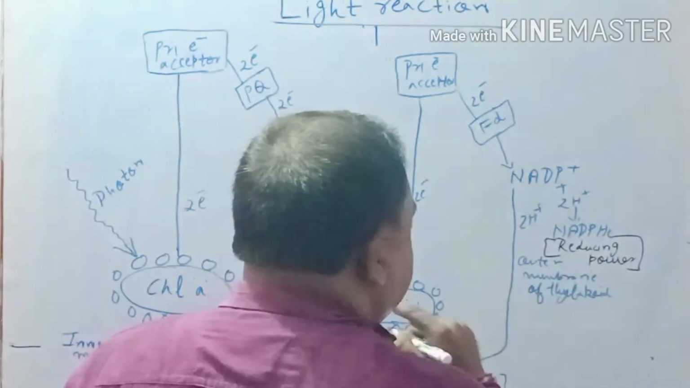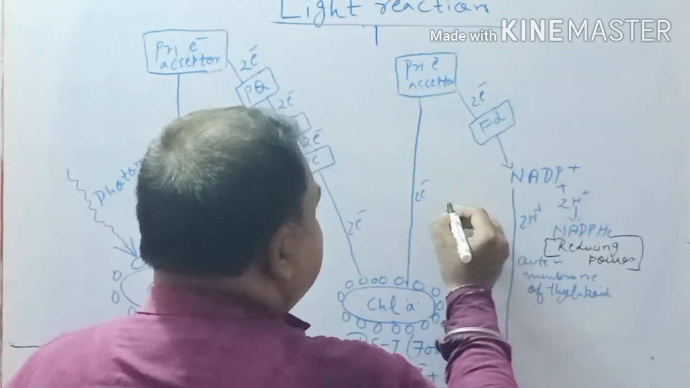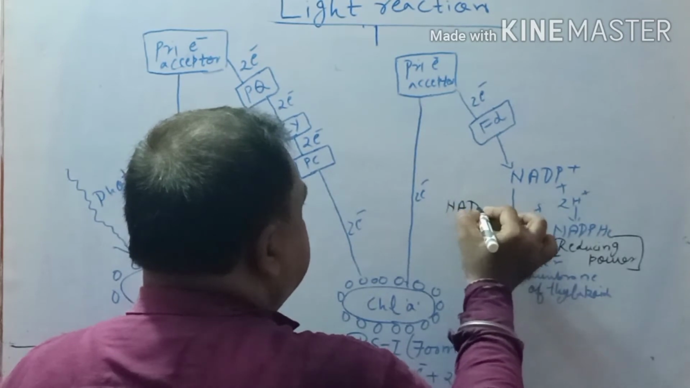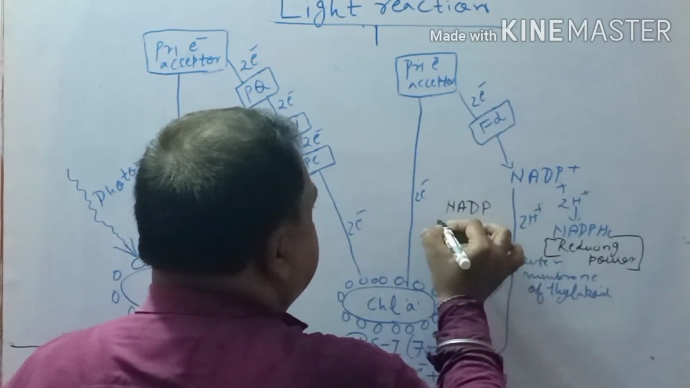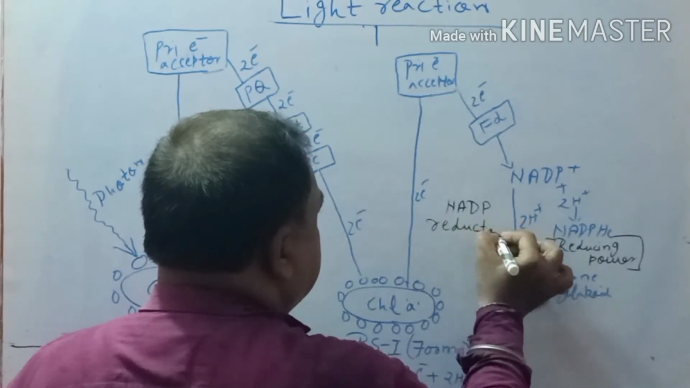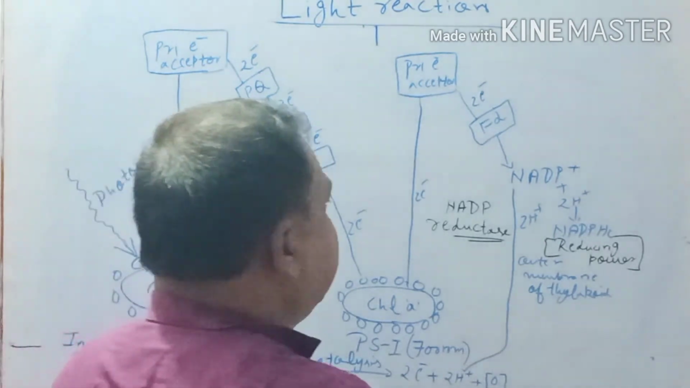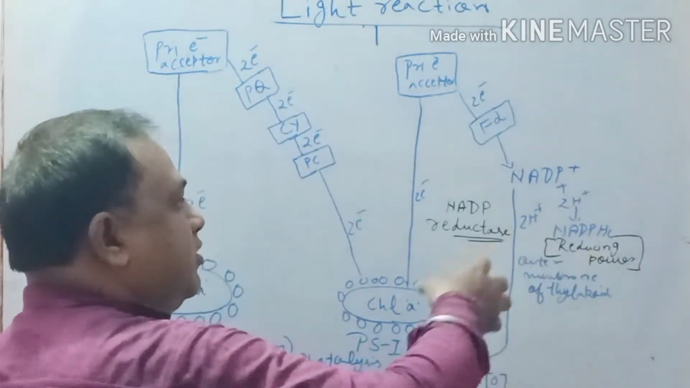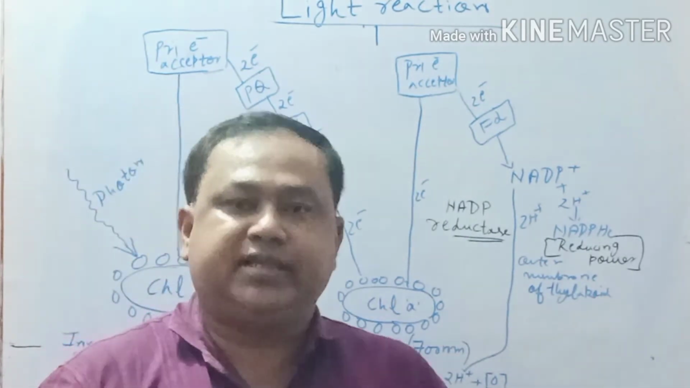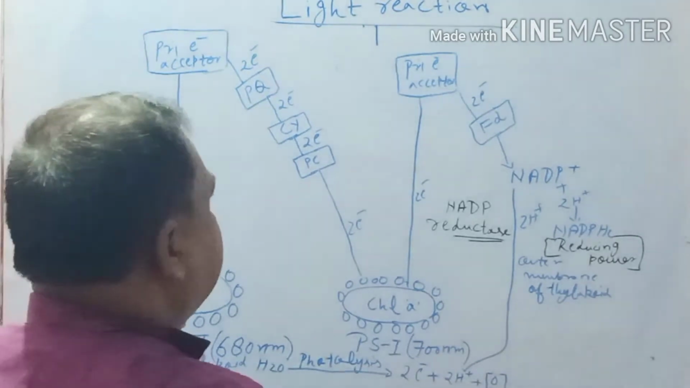At the outer membrane, the NADPH2 formation takes place in the presence of the enzyme NADP reductase. In the presence of NADP reductase, the formation of reducing power, that is NADPH2, takes place in non-cyclic photophosphorylation.